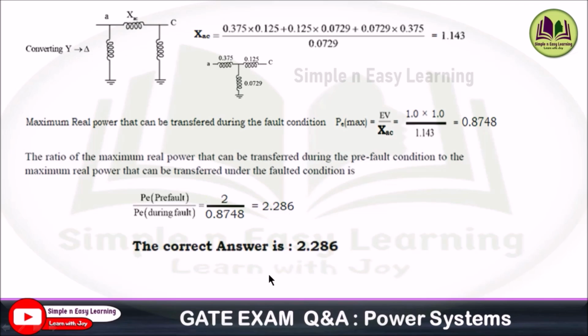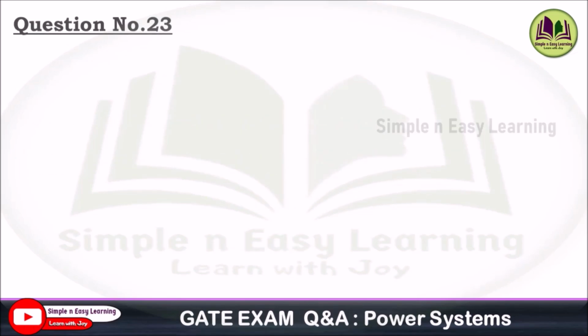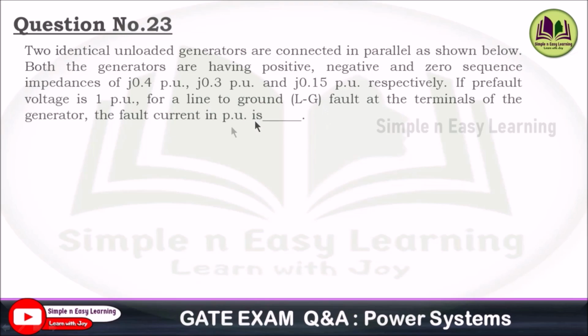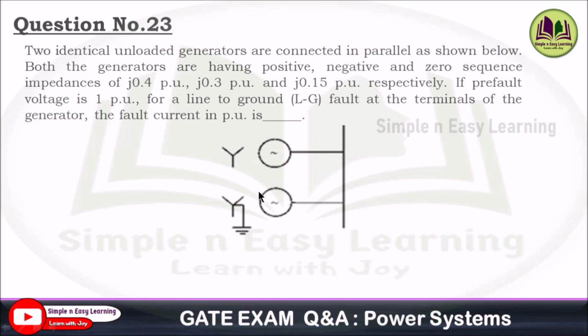Now we move on to the next problem. Question number 23. Two identical unloaded generators are connected in parallel as shown in this diagram. Both the generators have positive, negative and zero sequence impedances of j0.4 per unit, j0.3 per unit and j0.15 per unit respectively. If the pre-fault voltage is 1 per unit, for the line to ground fault at the terminals of the generator, the fault current in per unit is asked in this problem. So direct question, fault current is asked, but the thing is two generators are connected in parallel.